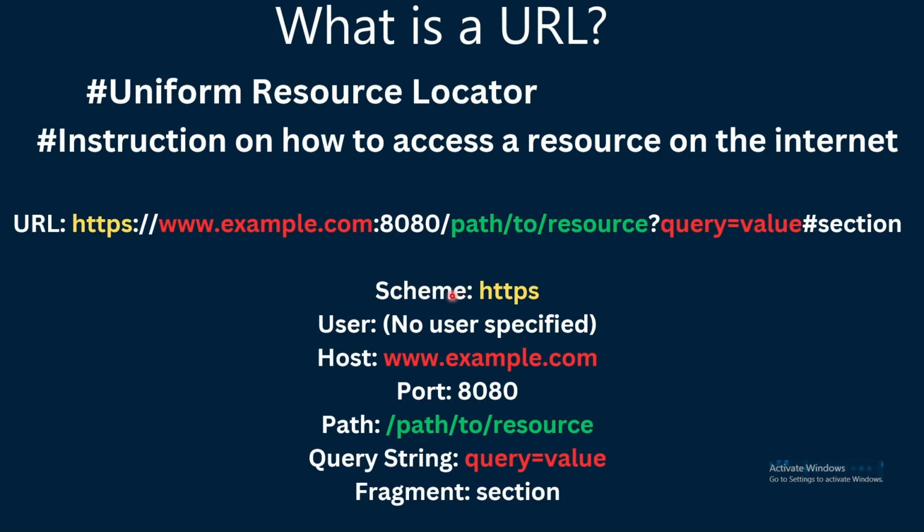This first one, scheme, instructs what protocol to use, like HTTP, HTTPS, FTP, etc. Here we can see it's using the HTTPS protocol. And in the user section, in this URL no user is specified, but it is used when the service requires authentication, like login, username or password, etc. The next one is host.